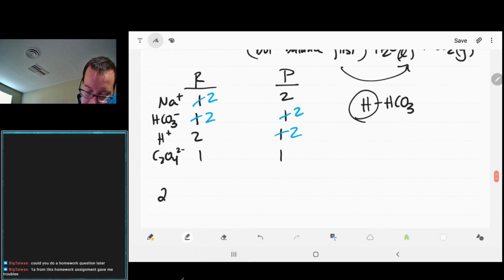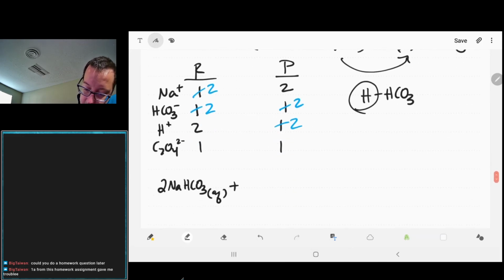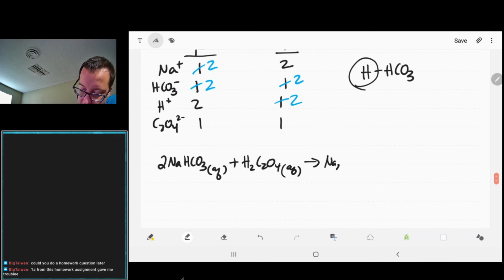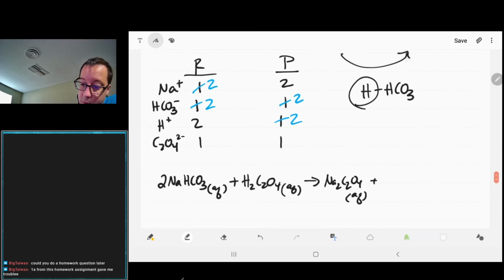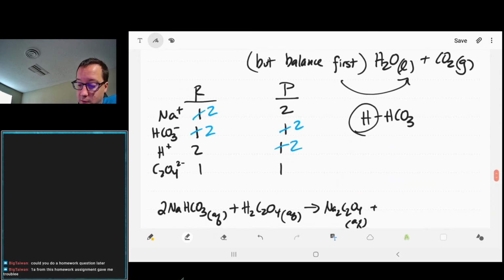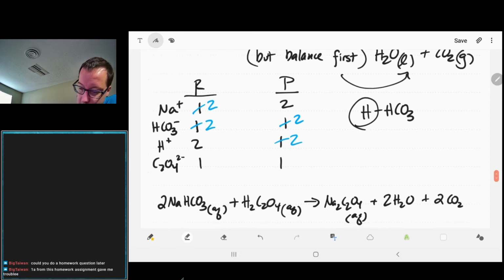Is it oxalic acid? Okay. We're going to get out 1 mole of sodium oxalate. And note we have 2 carbonic acids now. Each one breaks into 1 water and 1 CO2. So if we have 2 of them, that's going to be 2 waters and 2 CO2s.